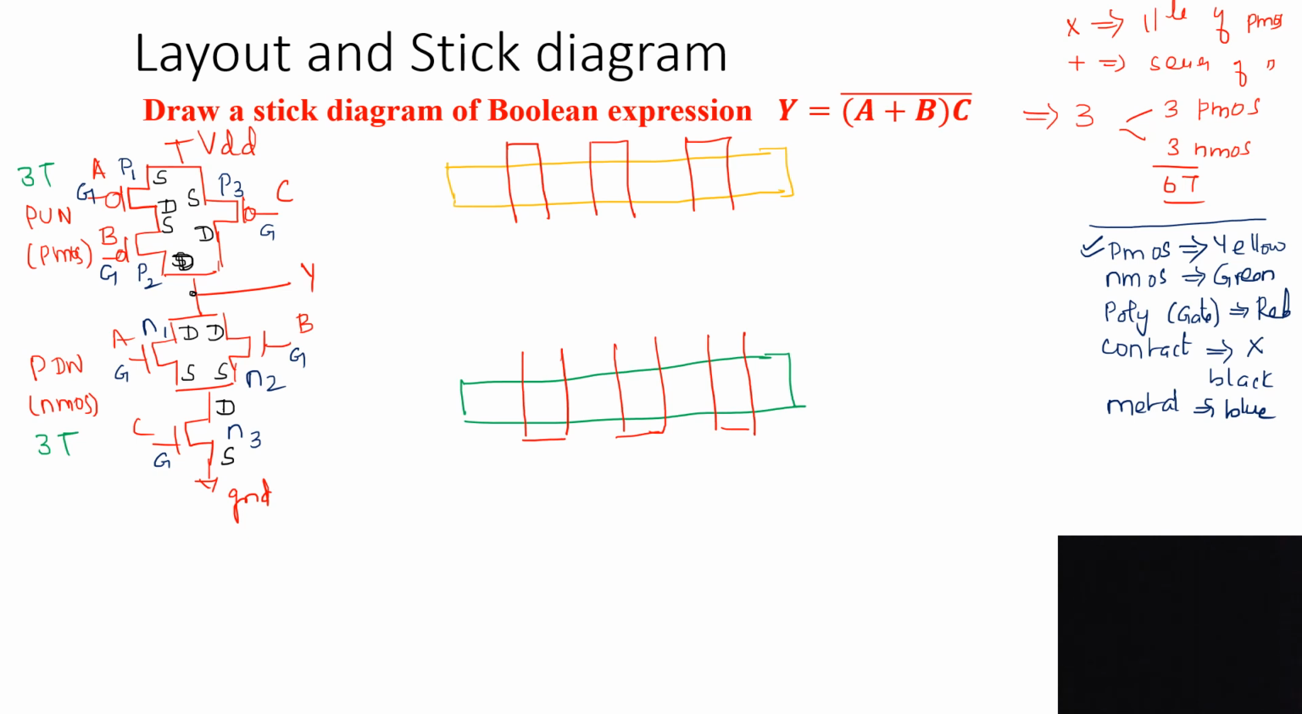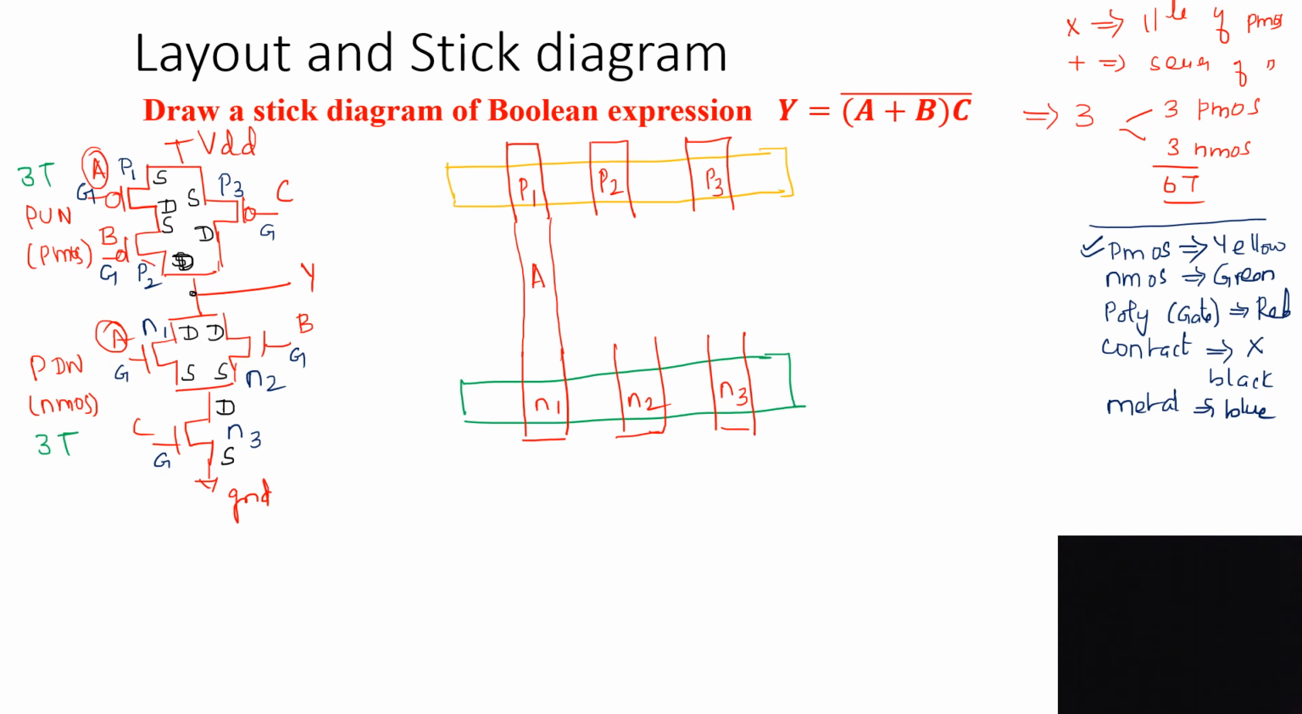Here you can see the P1 transistor input is A and the N1 transistor input is also A. Right? So we can connect both together. This is the P1 transistor. This is the N1 transistor. The input for both is A. Similarly, this is the P2 transistor. It is the P3 transistor. It is N2. It is N3. Okay. P2 and N2.